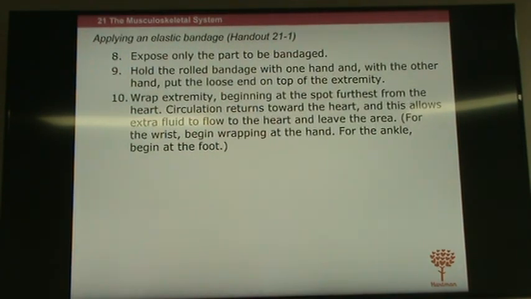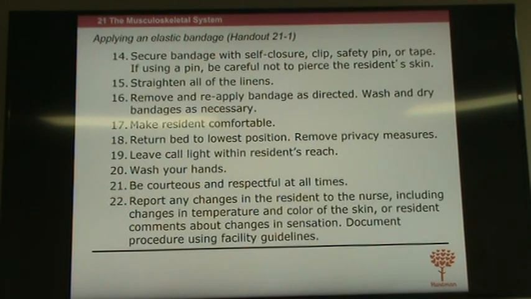Elastic bandage is used to decrease swelling. Just a bandage you wrap around the area like that. It's used to decrease swelling.